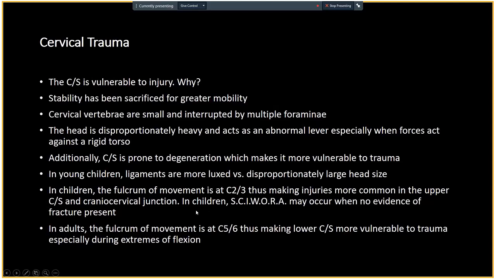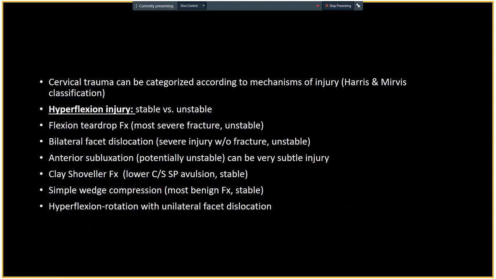In adults, the fulcrum during flexion and extension movement, particularly hyperflexion, may have significant impact, particularly on C5 and C6, or rather the lower cervical spine. In children, on the other hand, the fulcrum tends to affect mainly the upper cervical spine.